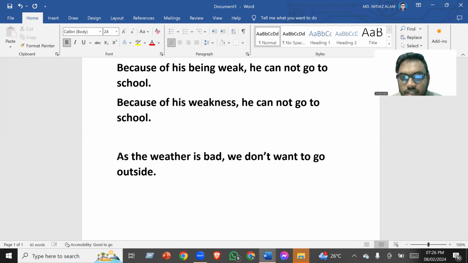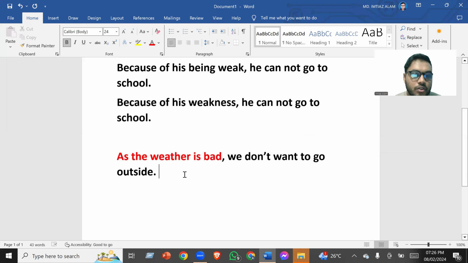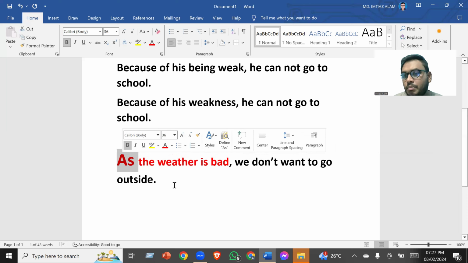Now, I'm writing another sentence, and that is, as the weather is bad, we don't want to go outside. Again, when you see a sentence starting with since, as, when, this is also a complex sentence. How is this a complex sentence? You can see, as the weather is bad. So I'm coloring it red. This is the subordinate clause, as the weather is bad, and you can see as is basically the clause marker. So this is a complex sentence.